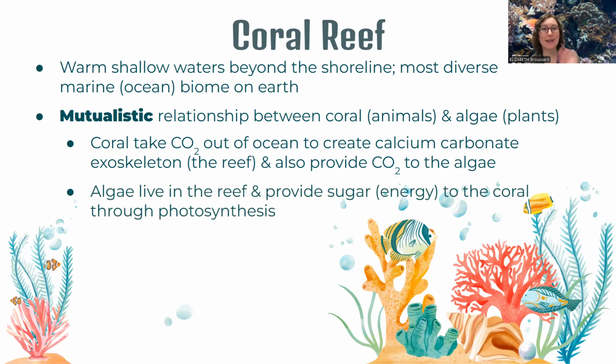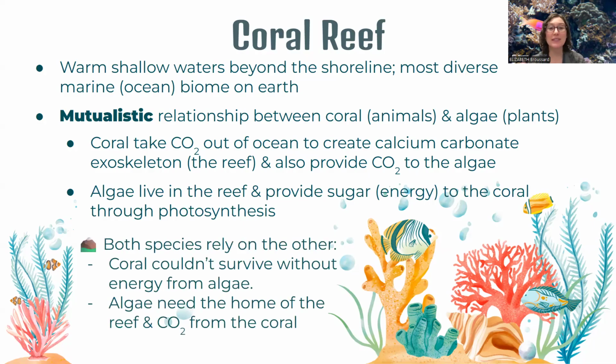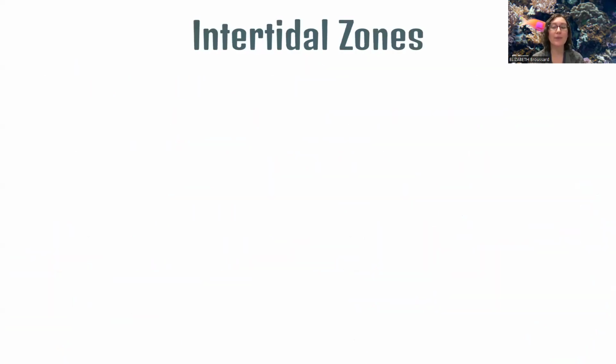Sorry, that's exactly what I said. Algae live in the reef, they provide sugar or energy to the coral. Both species rely on each other. The coral is extremely debilitated when it doesn't have the algae, and the algae need the coral in terms of having a home, and that way they can also obtain carbon dioxide from the coral.